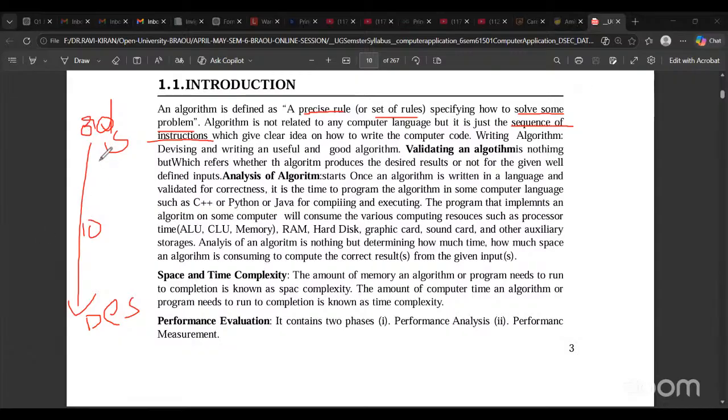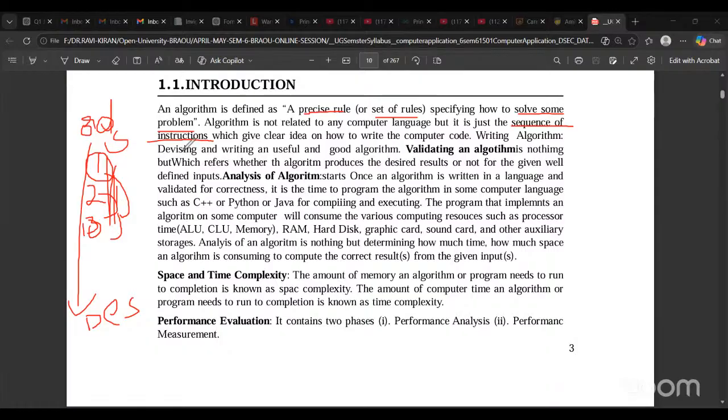That means it will cross one bus stop, then only it can cross the second. It reaches the second bus stop. Once it crosses the second bus stop, then only it can reach the third bus stop. So this is what a sequence is. Here also, the sequence of instructions, these are called instructions. Go to the first bus stop, then you can cross the second bus stop, then you can cross the third bus stop. This is the set of instructions given to the vehicle by the driver.